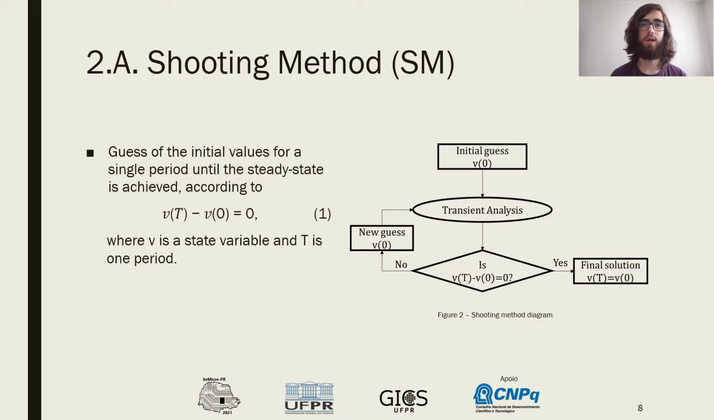The diagram on the right side shows how it works. An initial guess is taken, then a transient analysis is run, and it tests whether V0, the initial value, and Vt, the final value, are equal. If not, it takes the final value of the transient analysis as the new initial guess and runs another transient analysis. This repeats until equation 1 is true.